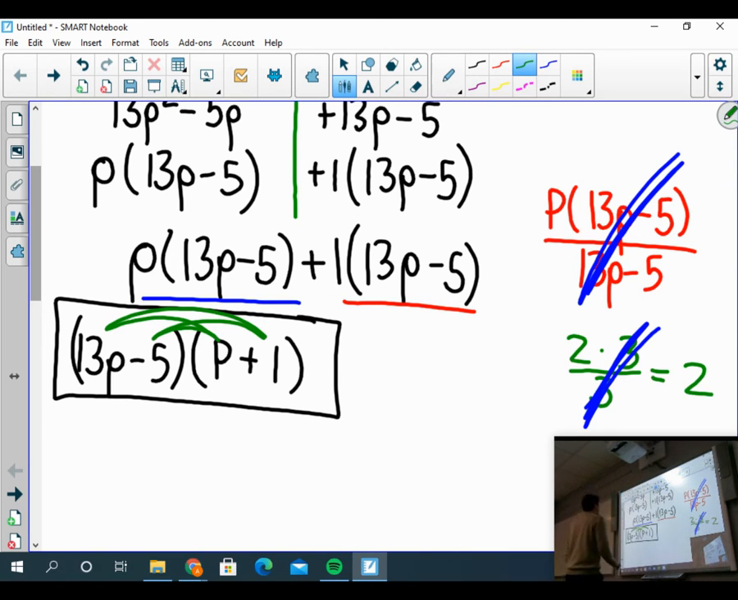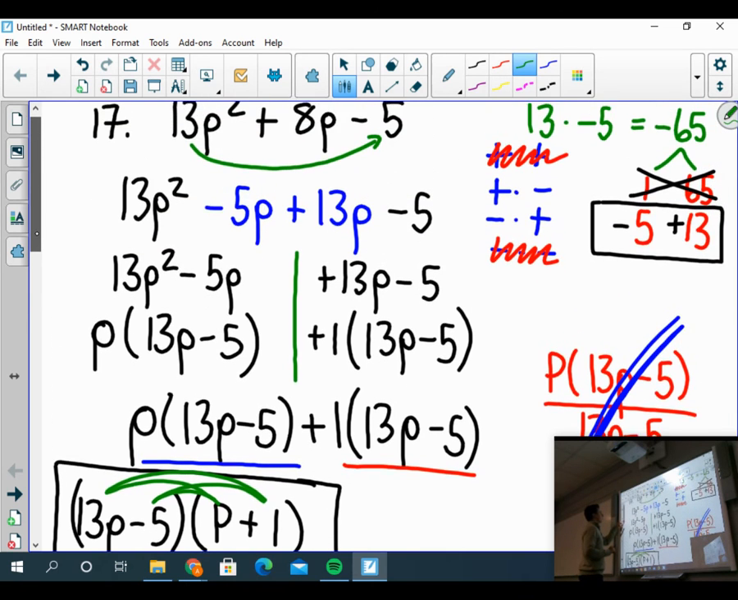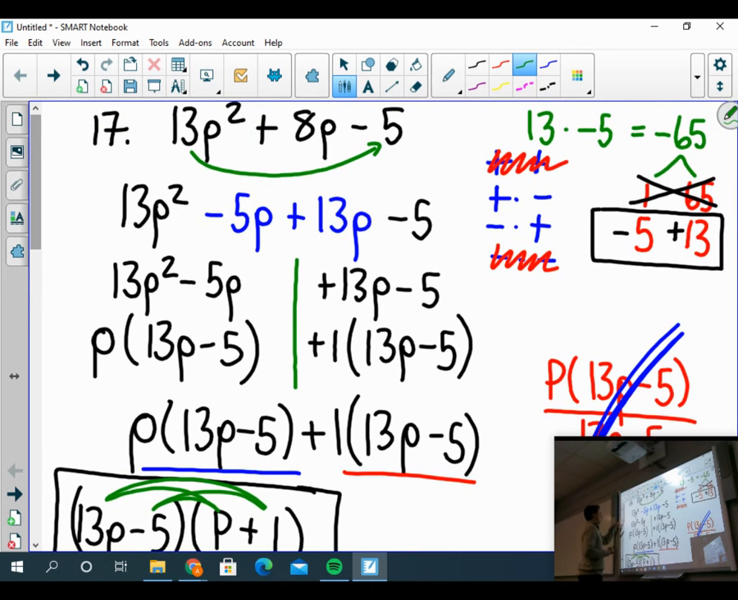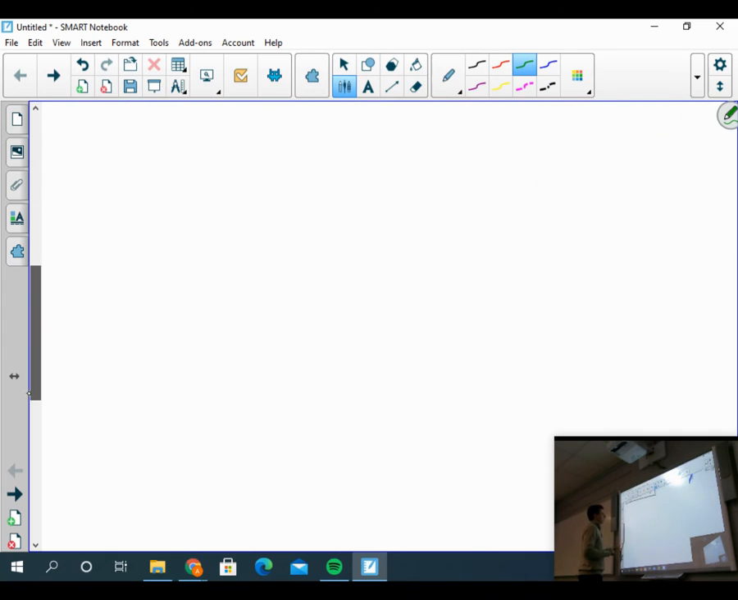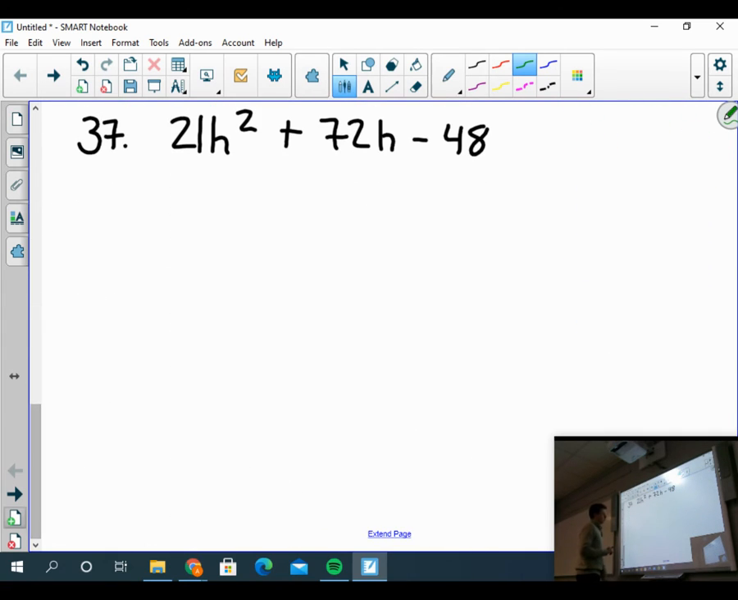Okay? So this is kind of our factoring process, splitting the middle, doing some grouping, finding greatest common factors, all of that good stuff. When we have a coefficient in front of our first term that is not a 1. Okay, let's do another example.